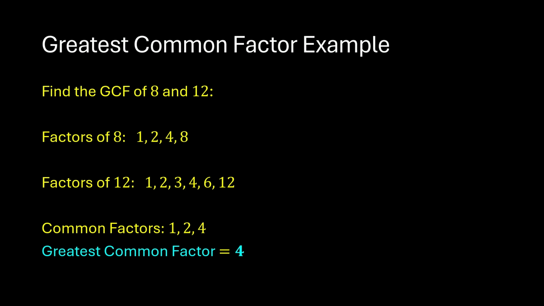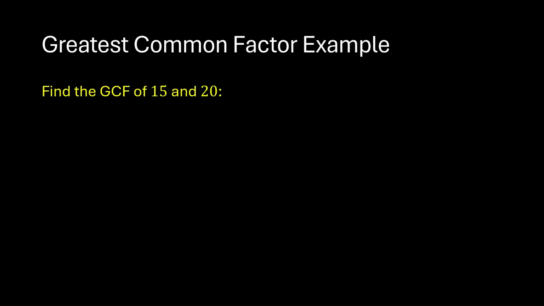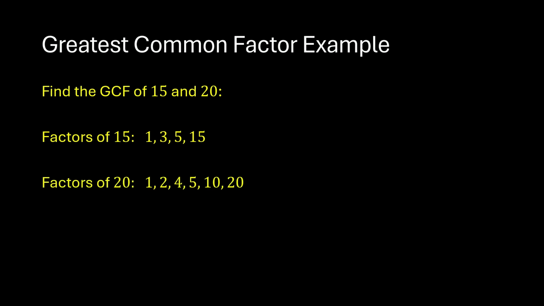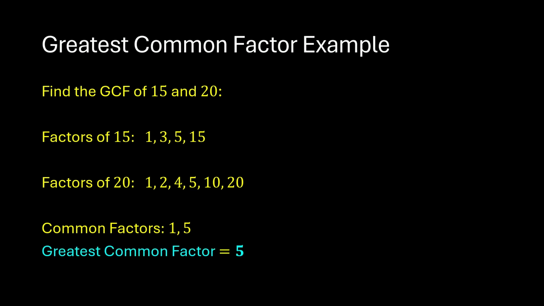Let's now find the greatest common factor of 15 and 20. So the factors of 15 are 1, 3, 5, and 15. And the factors of 20 are 1, 2, 4, 5, 10, and 20. Therefore, the common factors are 1 and 5. Therefore, the greatest common factor is the largest of these, which is equal to 5.